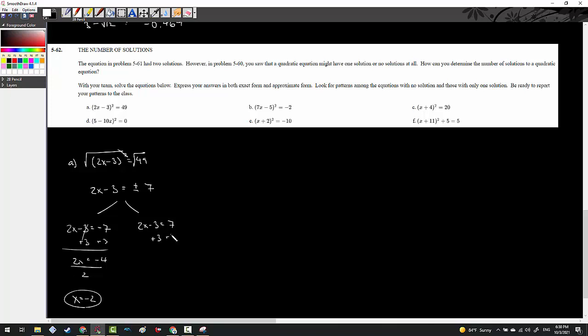By adding 3 to either side, I get 2x is equal to 10. Dividing by 2, x is equal to 5. So I got two solutions on this one. So again, let's just make a note of that. Two solutions. Awesome. Now B, 7x minus 5 squared equaling negative 2.